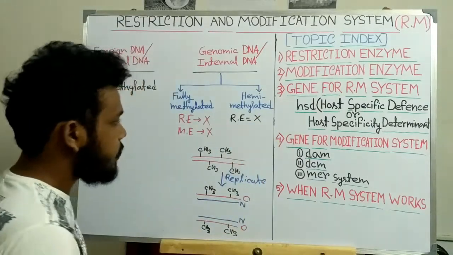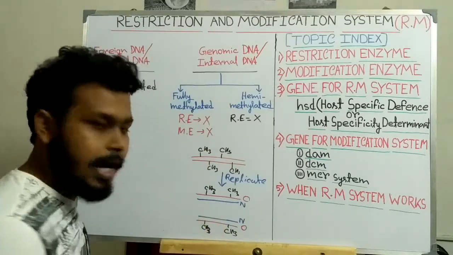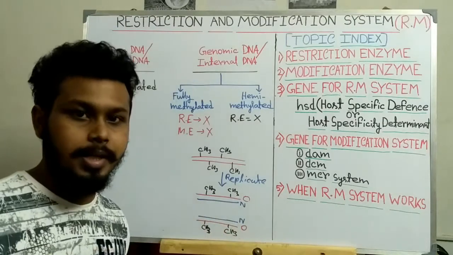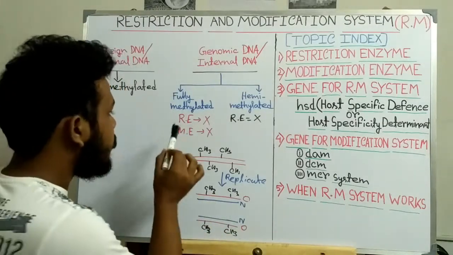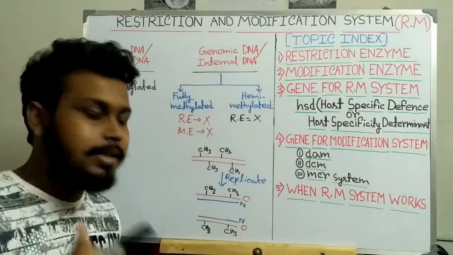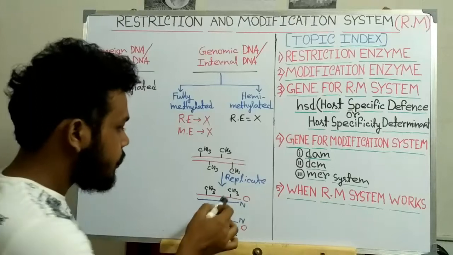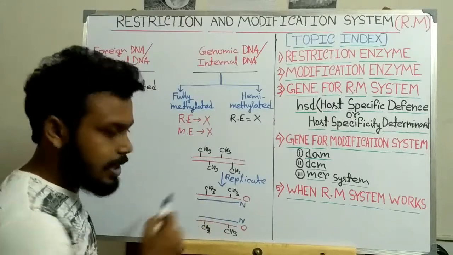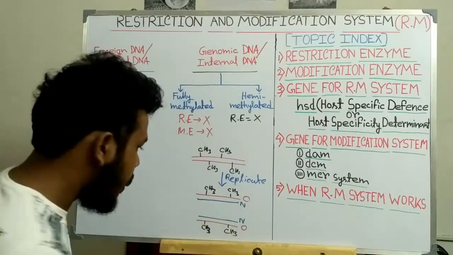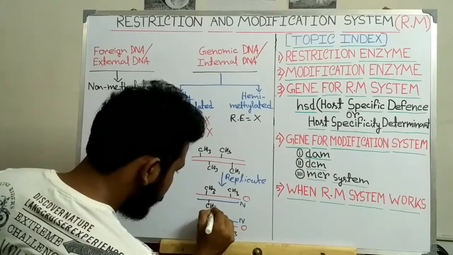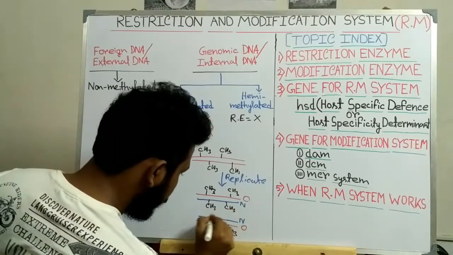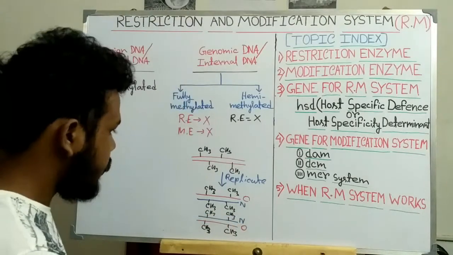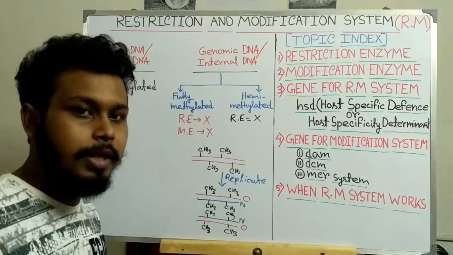Okay, and the modification enzyme comes and encounters that one strand is methylated and the other strand is non-methylated. And remember that the methylating enzyme only works when the DNA is hemimethylated. Okay, so now here the DNA is hemimethylated and the modification enzyme comes and methylates the other DNA strand like this. Okay, so now these two strands are also fully methylated.